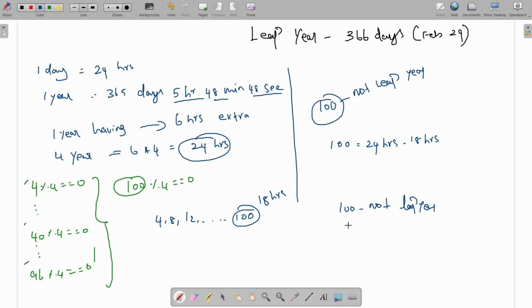Not a leap year. What about the second century? What about the third century? Why are you asking this question again and again? If a century year is not a leap year, it means every century year is not a leap year, because in every century year we are going to repay. If we repay, we don't have enough time, so we can directly say it is not a leap year.